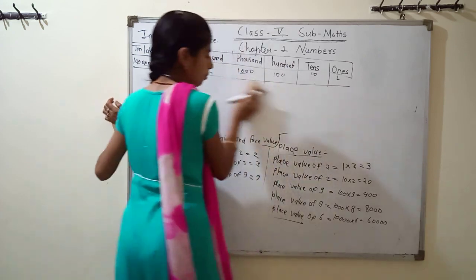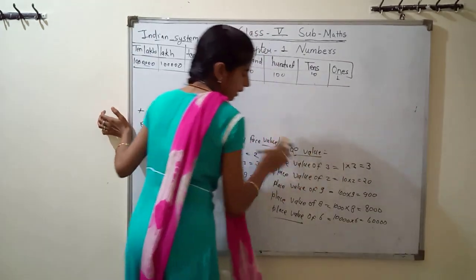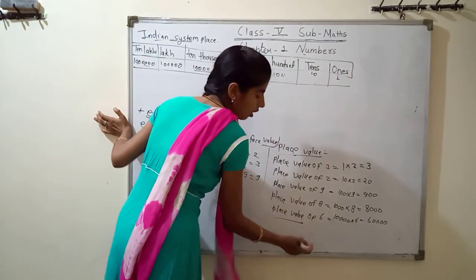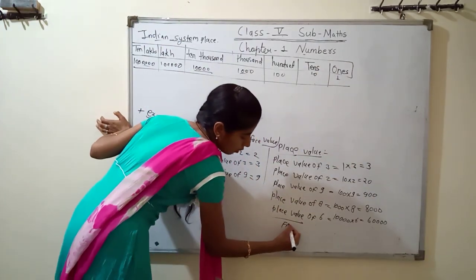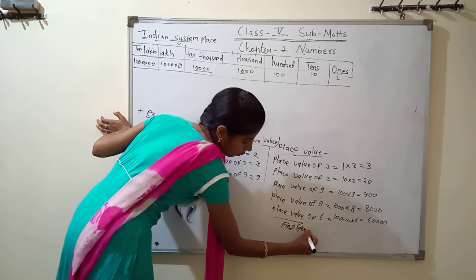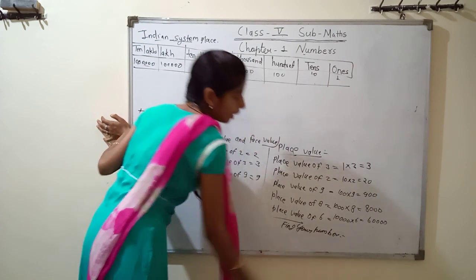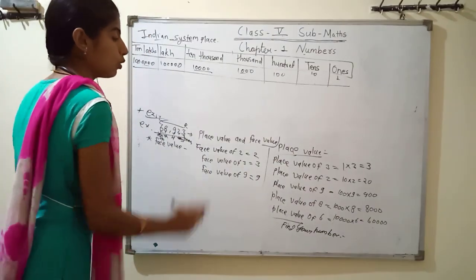First we read about it: if your question is given in place value and the question says find your number, then how do we find it? We add all the numbers. Then there are two methods.